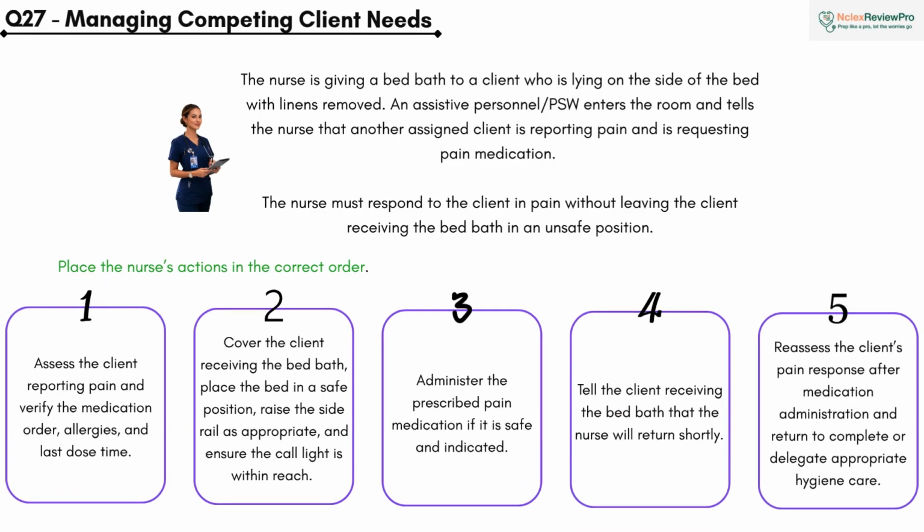The actions are: 1. Assess the client reporting pain and verify the medication order, allergies, and last dose time. 2. Cover the client receiving the bed bath, place the bed in a safe position, raise the side rail as appropriate, and ensure the call light is within reach. 3. Administer the prescribed pain medication if it is safe and indicated. 4. Tell the client receiving the bed bath that the nurse will return shortly. 5. Reassess the client's pain response after medication administration and return to complete or delegate appropriate hygiene care. Take a moment and think about the correct sequence.